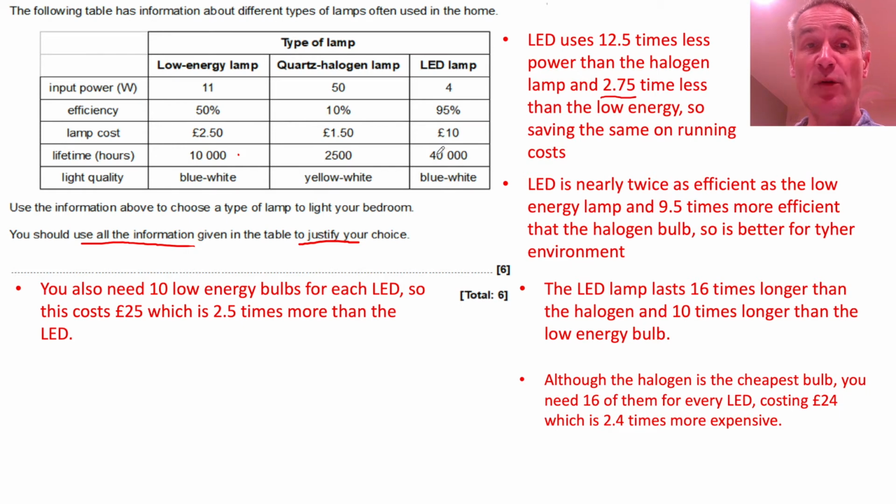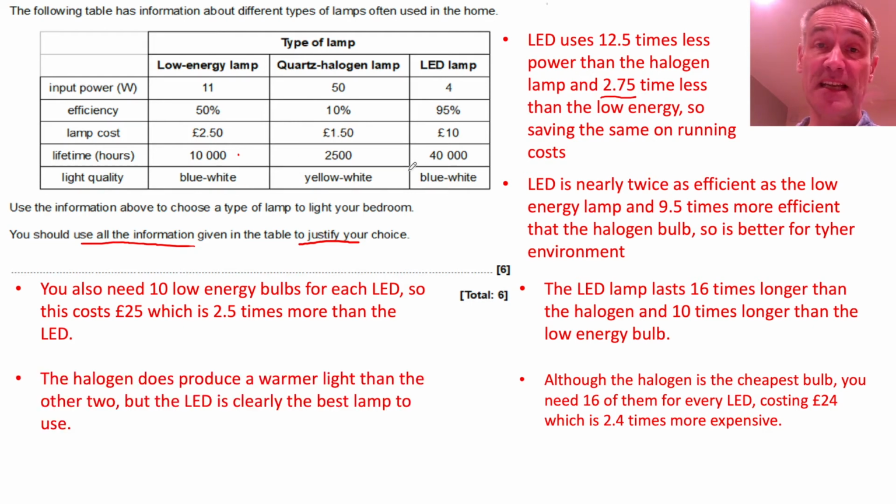And finally, we've been asked to use all the data, so I'm going to talk about the light quality. Now, I don't like blue-white that much. I find it very glaring. So I might say the advantage of the halogens is that it's a warmer light than the other two. But now I've got to make a conclusion, but the LED is clearly the best lamp to use. And you can see that because of all the other advantages. So that would give you 6 marks by comparing everything very clearly.